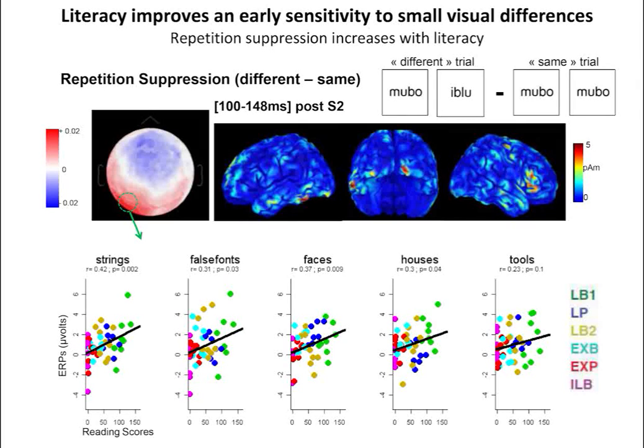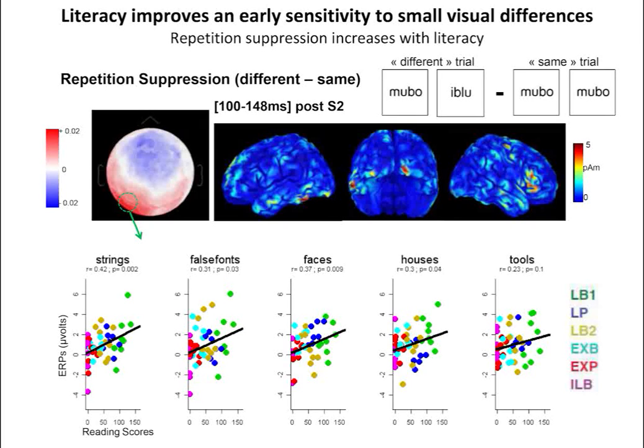As early as from 100 to 148 milliseconds, in this time window, which is quite early, not the earliest we can find, but just after the initial volley of excitation into the visual cortex, we find that there is a very strong repetition suppression effect. And furthermore, this repetition suppression effect is highly correlated with the reading scores again. So basically the illiterates don't show it. They are not able to distinguish these two types of trials because it's hard, requires training of the shapes of letters. But the more they are reading, the more their brains very quickly distinguish between these two pictures and are able to tell that this is a different trial.